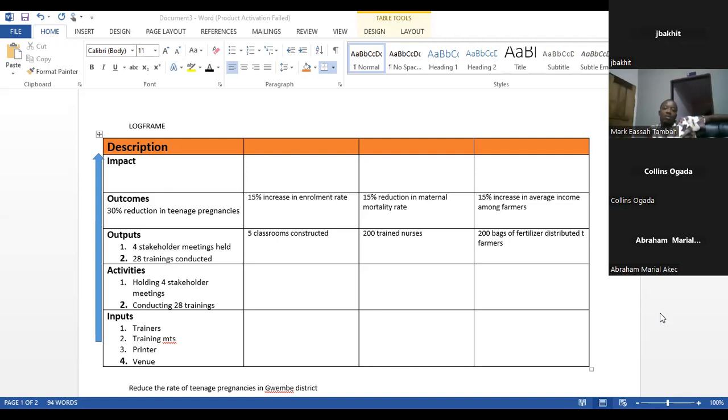Now, because we have a bit of work to do, you will allow me to reduce the comments and interactions a little bit so that we can move faster. But I don't want to move on before going back to Collins again. Collins.